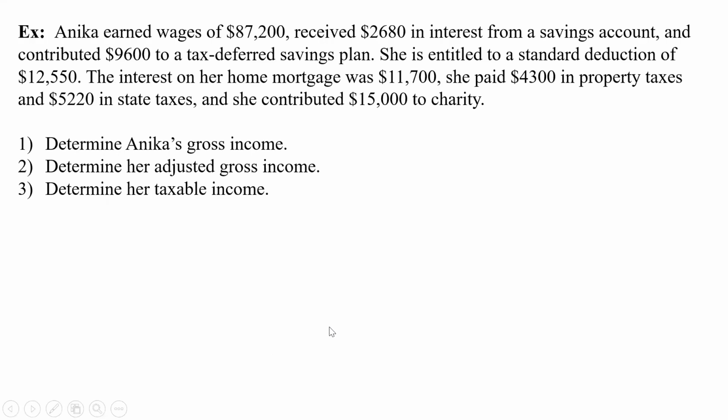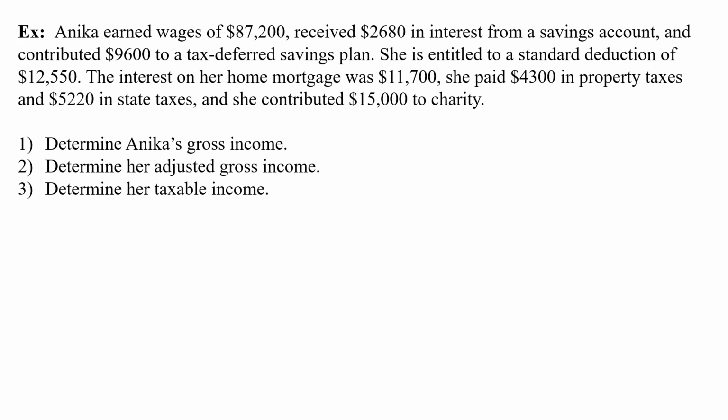So let's work on a small calculation here. It says Annika earned wages of $87,200, received $2,680 in interest from a savings account, and contributed $9,600 to a tax deferred savings plan. She's entitled to a standard deduction of $12,550. The interest on her home mortgage was $11,700. She paid $4,300 in property taxes and $5,220 in state taxes and contributed $15,000 to charity.